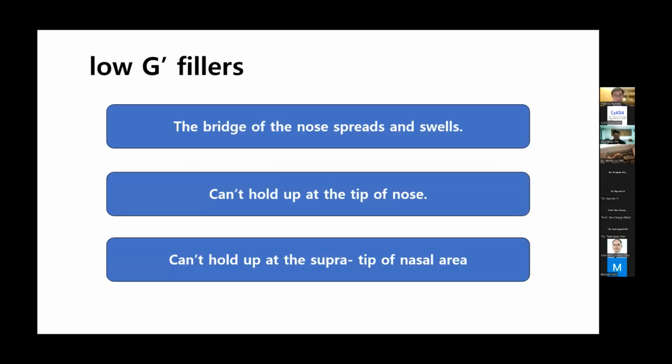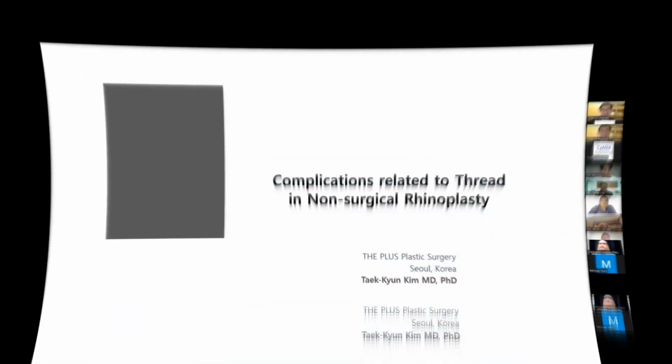So if we use the low G prime pillar, the bridge of the nose spreads and swells and can't hold up at the tip of the nose, and also can't hold up at the supra tip of the nasal area. So I always use the strong.